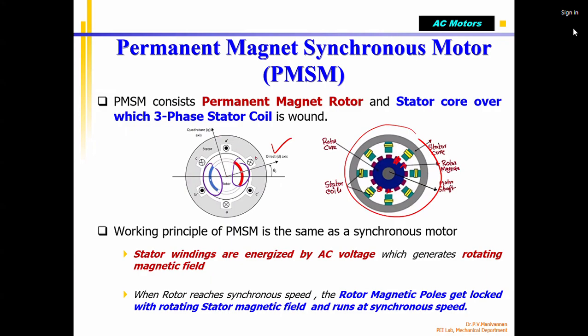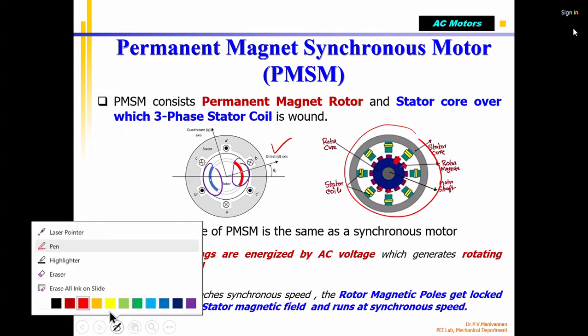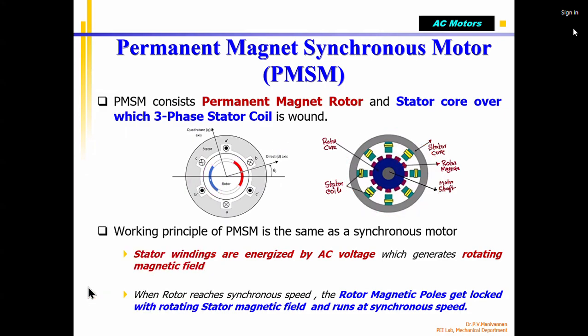And you have a 3-phase stator coil supplied with voltage. There's a rotating magnetic field. The basic working principle of the permanent magnet synchronous motor, PMSM, is the same as a synchronous motor. The stator winding is energized by AC voltage and generates a rotating magnetic field. Now the rotor is a permanent magnet.